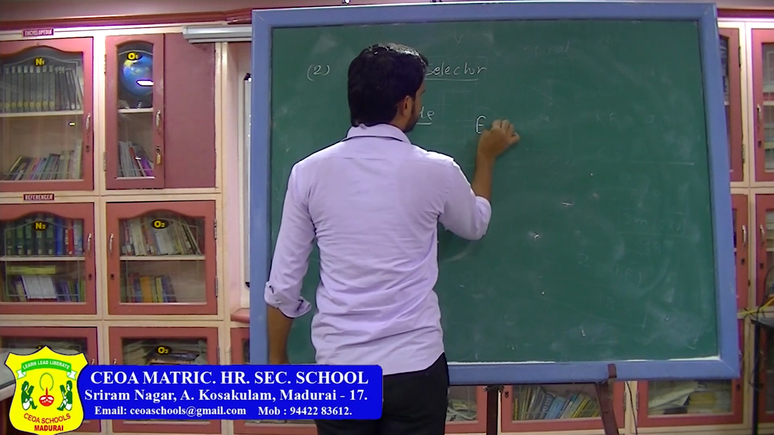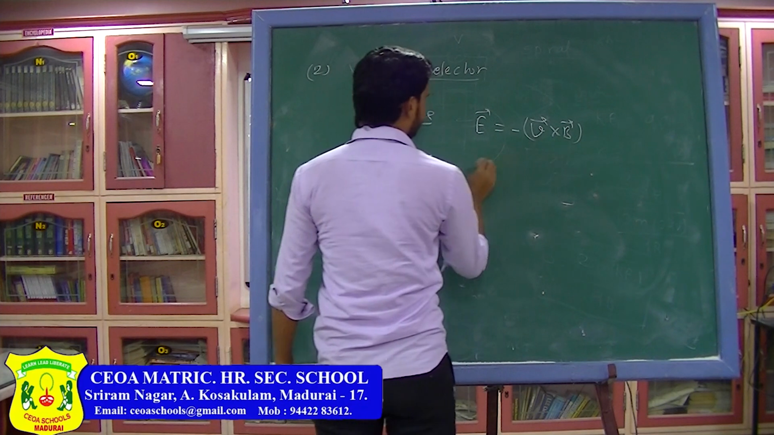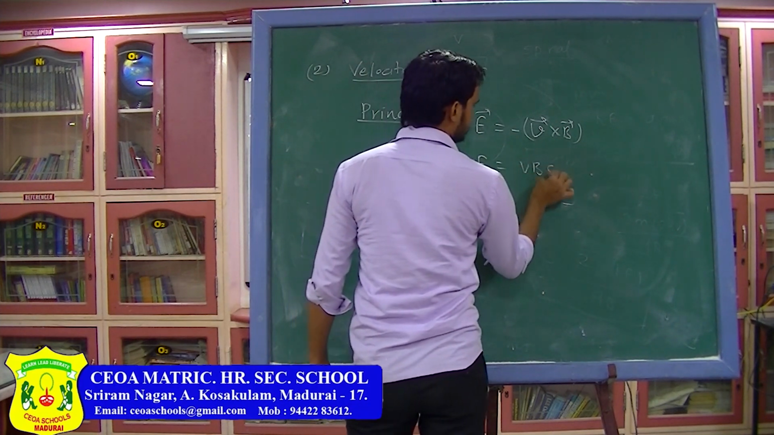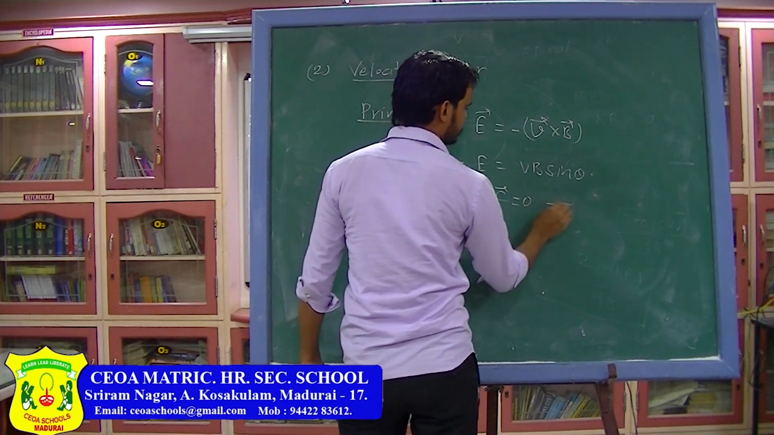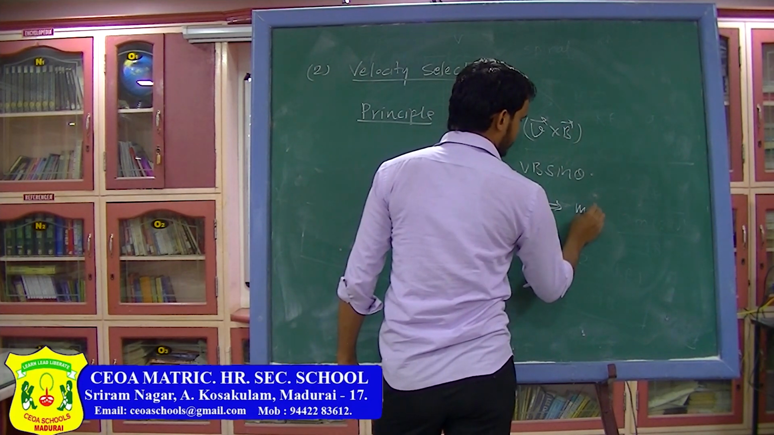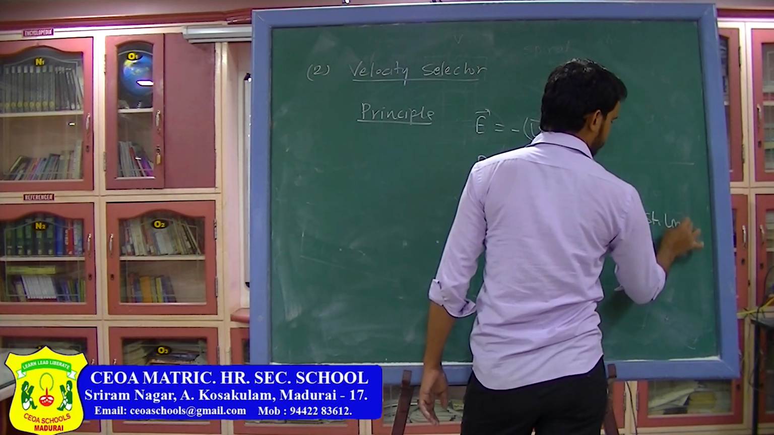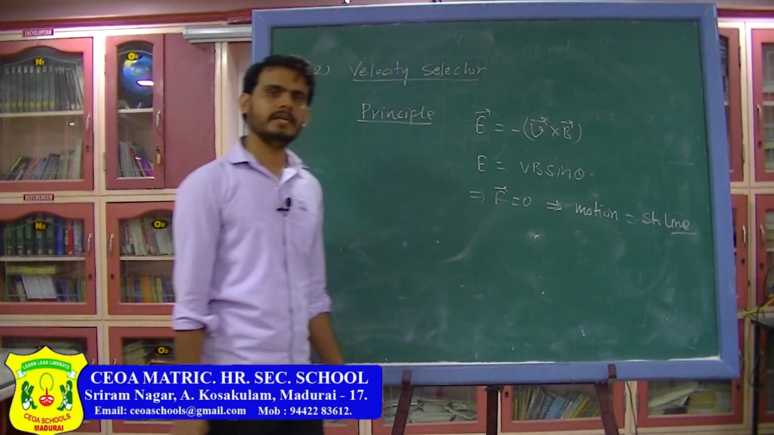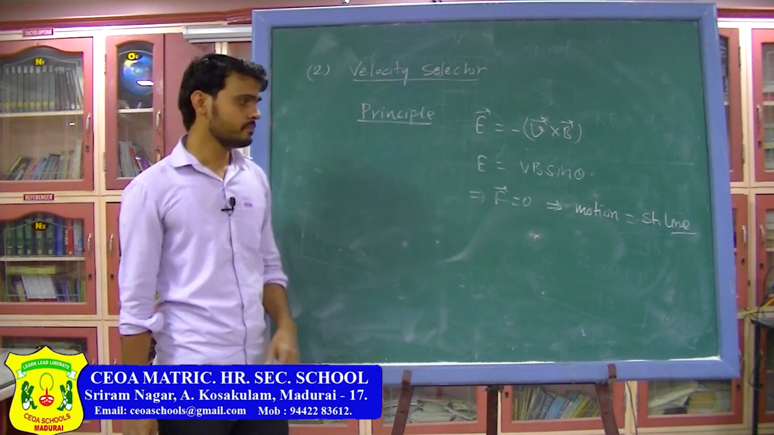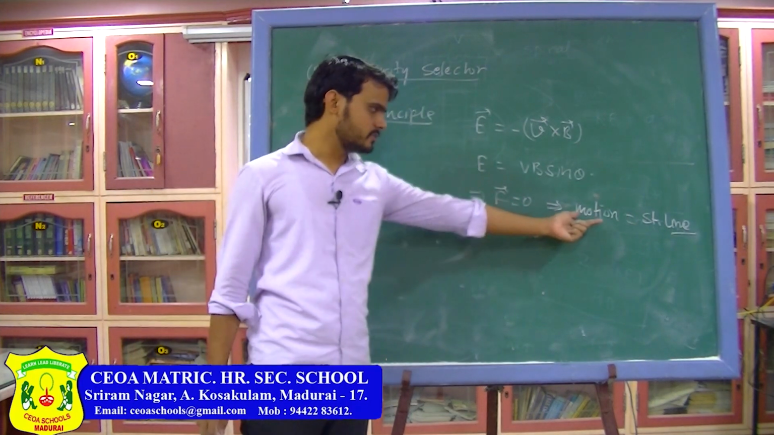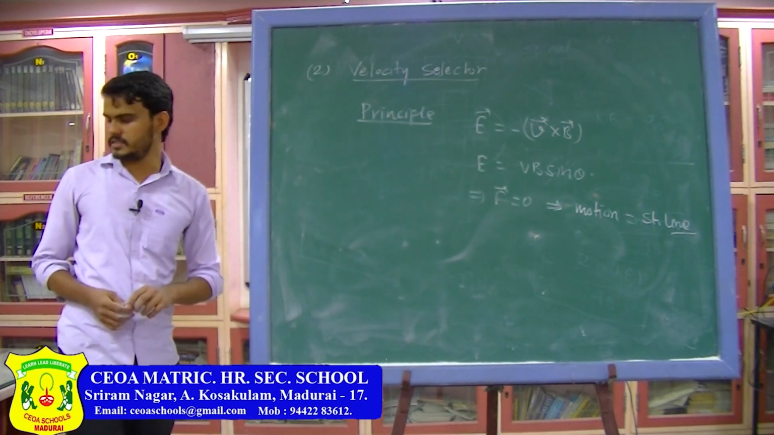that if the electric field is opposite to V cross B and the magnitude of the electric field is equal to VB sin theta, then the net Lorentz force on the particle is 0, which means the motion of the particle will be straight line motion. We have seen earlier what Lorentz force is and when it is 0. If the total Lorentz force on a particle is 0, then the particle's motion is going to be straight line. So the velocity selector works on the principle of net Lorentz force equal to 0.